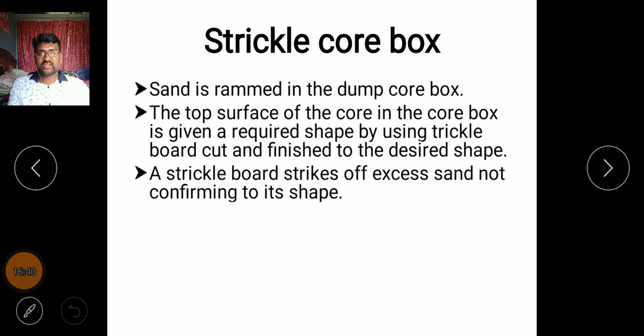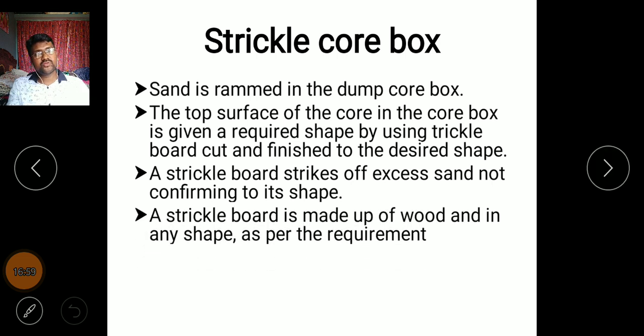After placing the sand in the box, we have to use the strickle board by using the top plate. It is attached to give the required shape to the top of the surface. By ramming the sand with the strickle on the core box, we get the required shape.